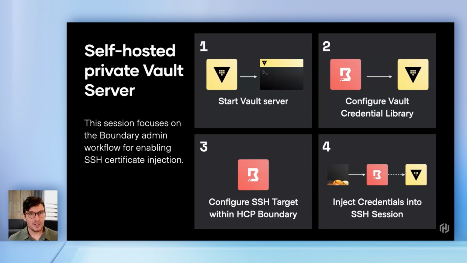Next, we'll configure a Vault credential library for certificates within Boundary. Then, we'll configure an SSH target within Boundary, specifying that credentials from our certificate library should be injected into sessions. Lastly, we will start a connection and test injecting credentials into sessions.